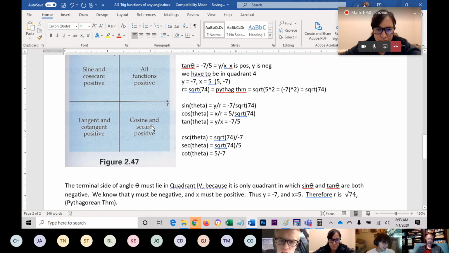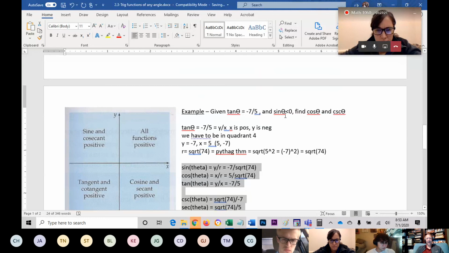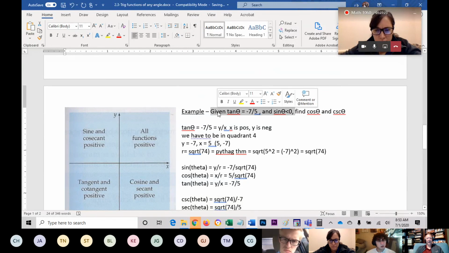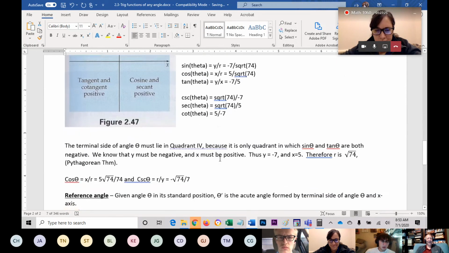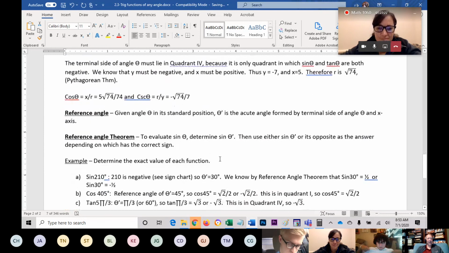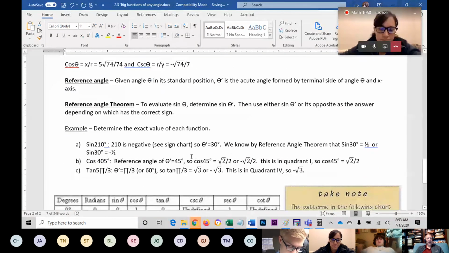All students take calculus. Okay, that's how you remember that. ASTC. Okay, so this is going to help you determine basically these sort of things. So your next quiz is going to be like, given something like this, tell me everything you can. And so you'll have to figure out which quadrant it is, okay?